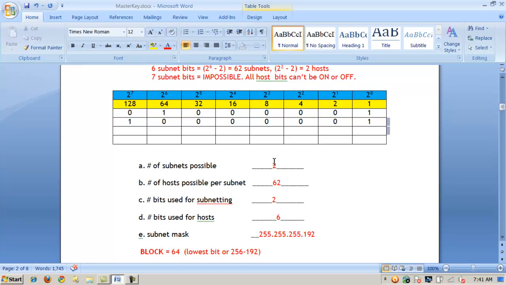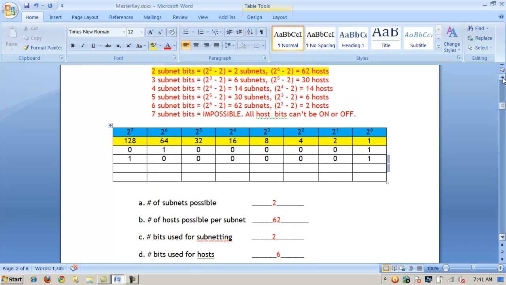So let's take a look at how this would plug in to our facts and figures and formulas. The number of subnets possible is 2. The number of hosts possible per subnet is 62. And again, we know that from our formula. Number of bits for subnetting is 2. Notice the exponent value there. Number of bits for host is 6. Notice the exponent value there.